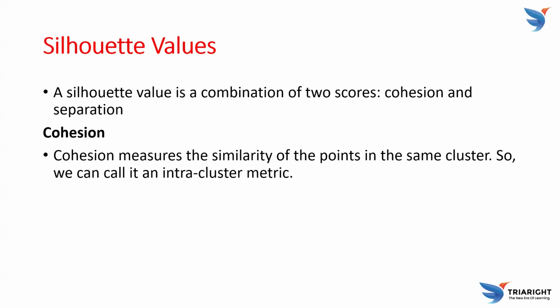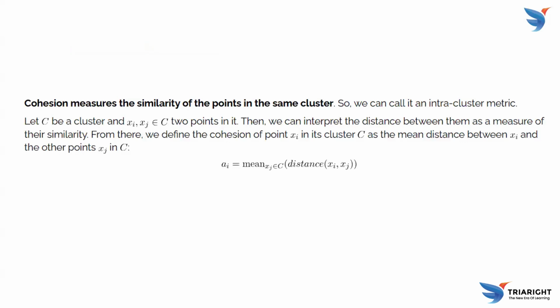High cohesion means the data points are tightly packed, similar to each other. So it is a measure of cohesion, and it is a calculation method. We use this formula. Cohesion means the similarity of the points in the same cluster, so we can call it an intra-cluster metric.